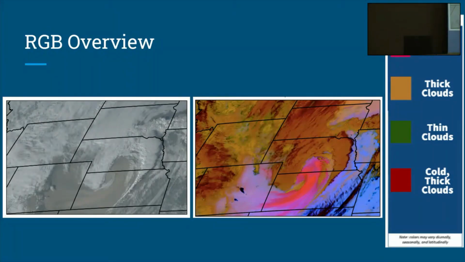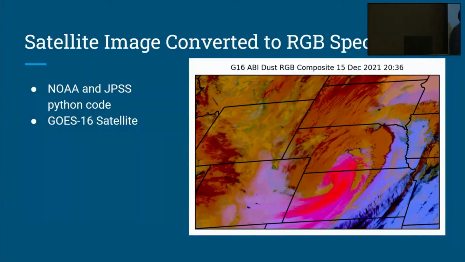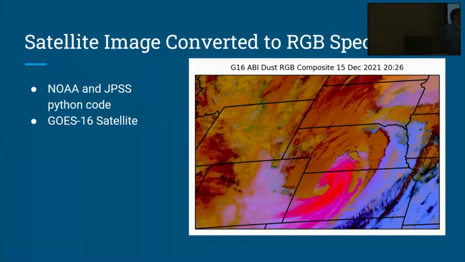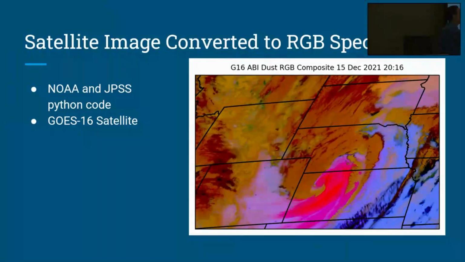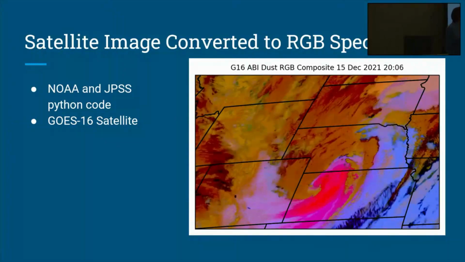So let's go over what we're looking at. All this yellow you see is thick clouds. These green splotches are thin clouds. All of this pink is dust. And right here we have some cold, thick clouds. So if you take a bunch of images from the satellite, you can make a GIF image and get a better understanding of what path the storm took.